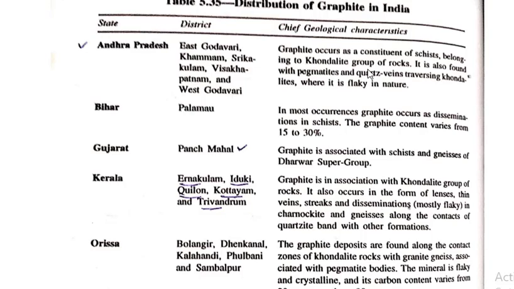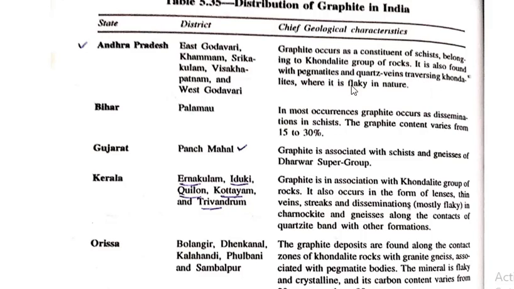It is also found with pegmatites and quartz veins traversing Kondalites, where it is flaky in nature. Wherever you find these pegmatites and quartz veins cutting crisscross through these Kondalites, graphite can be found there also.